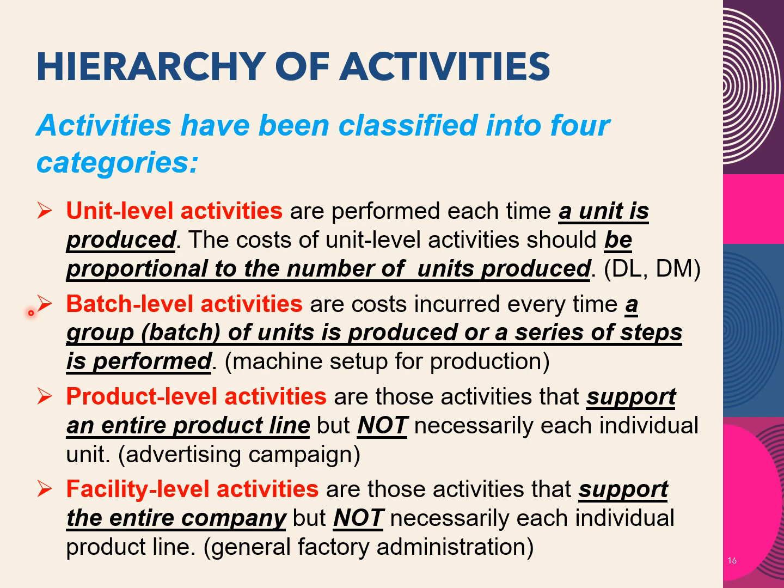Batch-level activities are costs incurred every time a group or a batch of units is produced or a series of steps is performed, such as machine setup for production. Product-level activities are those activities that support an entire product line, but not necessarily each individual unit, such as advertising campaign. Facility-level activities are those activities that support the entire company, but not necessarily each individual product line, such as general factory administration.